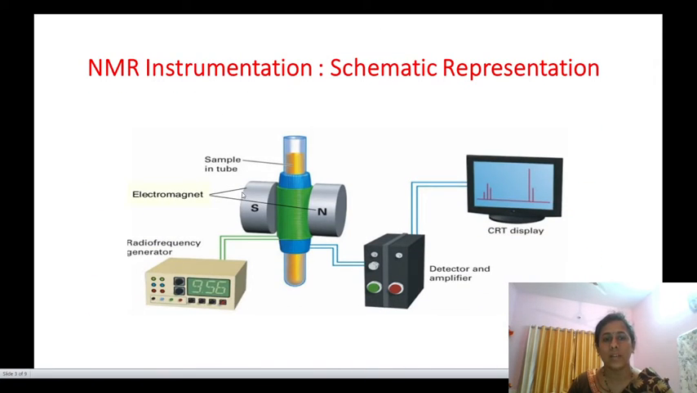This is a schematic three-dimensional diagrammatic representation of NMR instrumentation. Here, the sample is entered. These are the two electromagnets. Here, the radio frequency generator is present. When the radio frequency and Larmor frequency match, the detector and amplifier work, and then we will see on the display CRT the peaks of the respective protons present in the given organic compound.